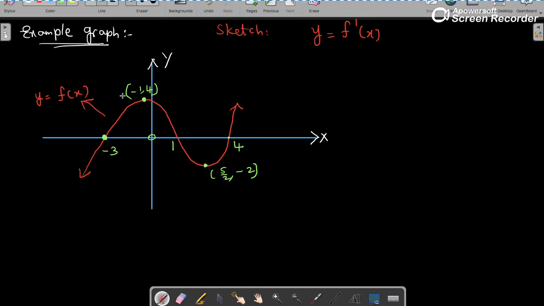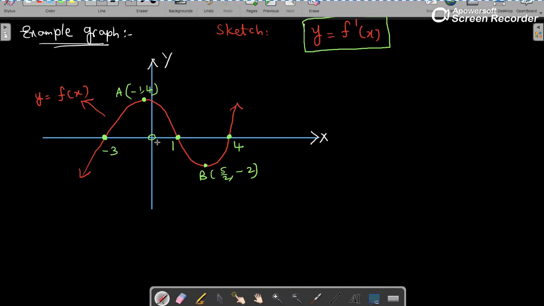Okay, now let me mark them as A and B. Now you have enough information for the graph. The shape of the graph is given. The max point is A, the minimum point is B, and the x-intercepts are -3, 1, and 4. Now let us take this information into sketching y is equal to f dash x.